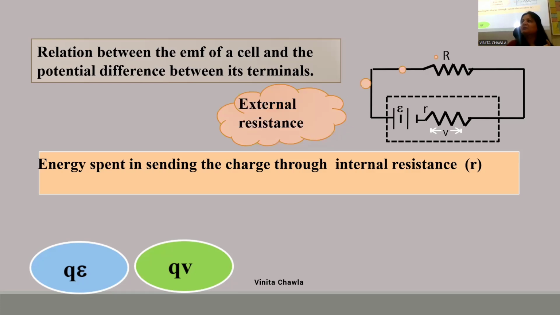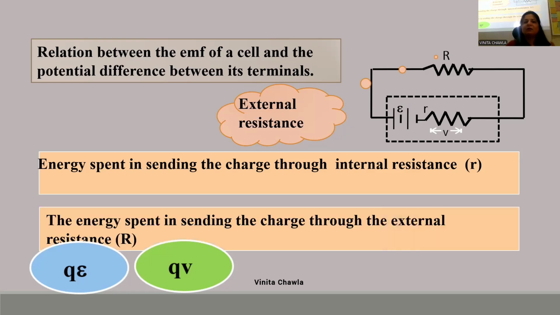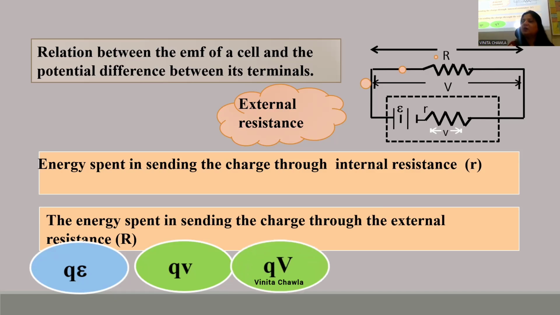Similarly, we have external resistance here, and energy spent in sending the charge through the external resistance R can be written as, if V, capital V, this time we have capital V. Capital V is the potential difference. Okay, and R is the resistance. Q is the charge which is flowing. And then energy spent in sending the charge through the external resistance can be written as Q into capital V. Q is the charge and capital V is the potential difference. Terminal potential difference or potential difference we say, right?